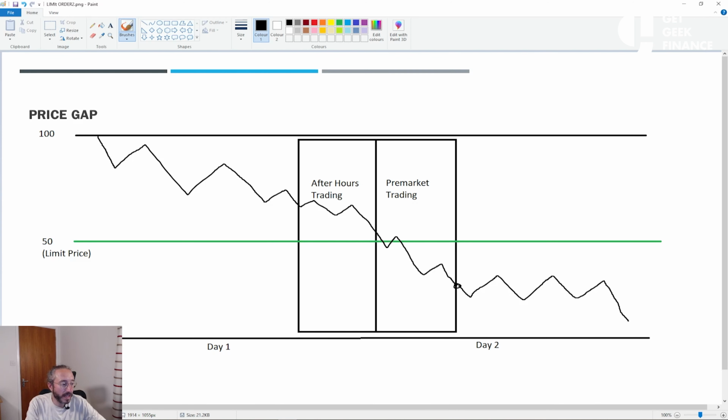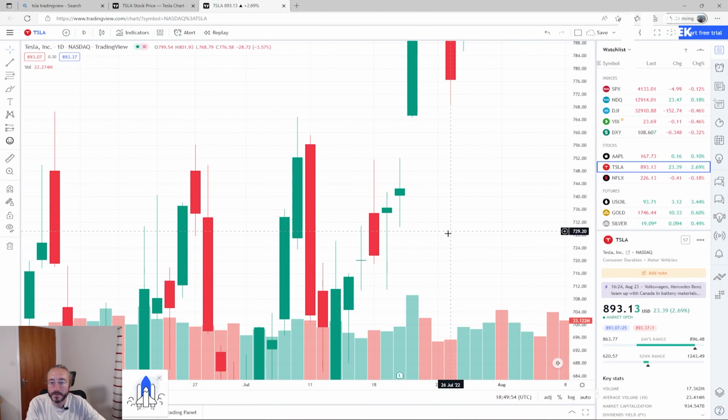And then if we look at a real world example here, you can see with Tesla on the 1-day chart, for example, this has finished the day here around 742, and then on the next day it's opened up at 765. So that's gapped over those prices in between.